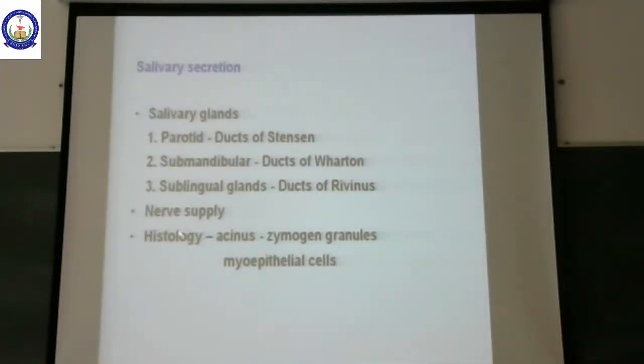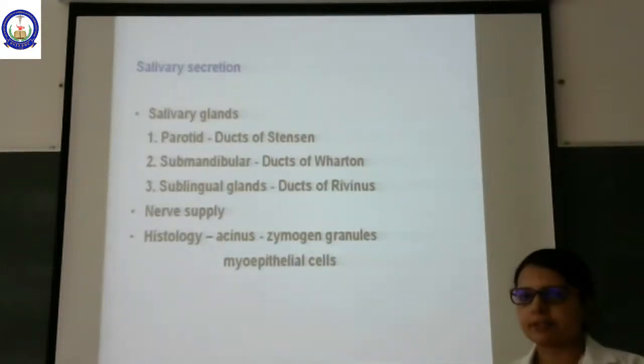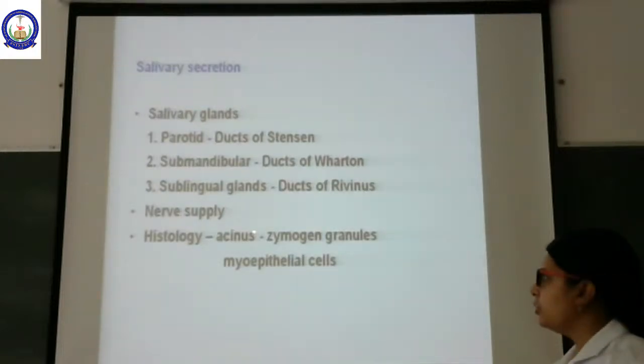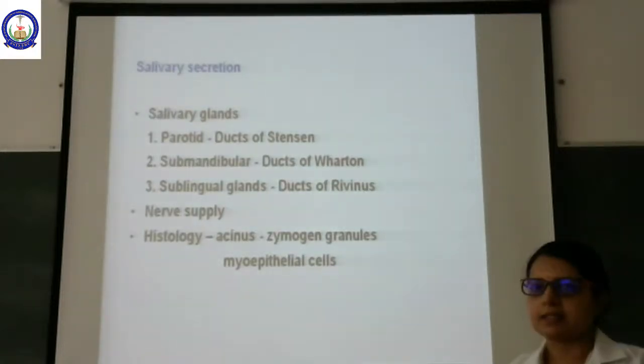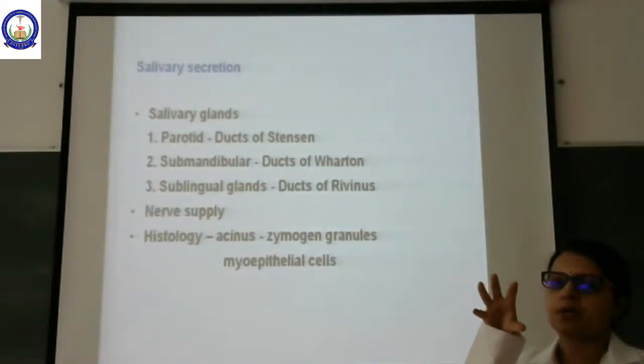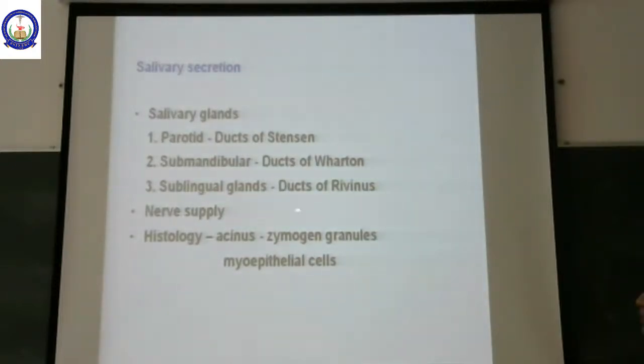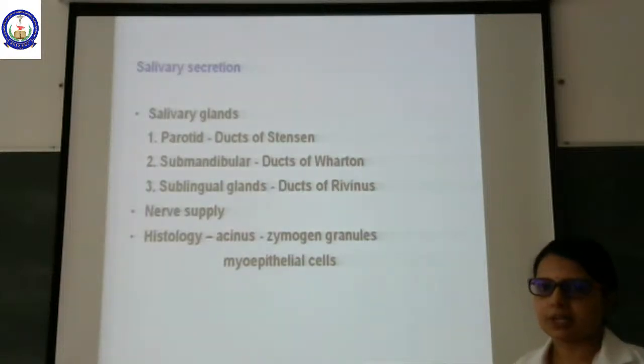Histology. If you take a section of the salivary gland tissue and observe it under the microscope, you will see glandular structures called acini. Acini means small pockets of cells, with some granules in them. These granules are called zymogen granules, and these are the granules which aid in the secretion of salivary juice.